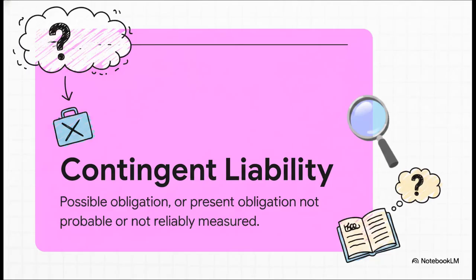But what happens when that uncertainty is just way too high? If a potential liability fails the certainty tests, it drops out of the provision bucket and into this category, a contingent liability. This is a possible obligation from past events, or maybe a present obligation that is either not probable or just cannot be reliably measured. When it hits this stage, it merely gets disclosed in the notes. It stays totally off the balance sheet.